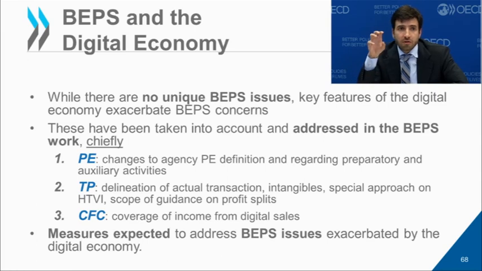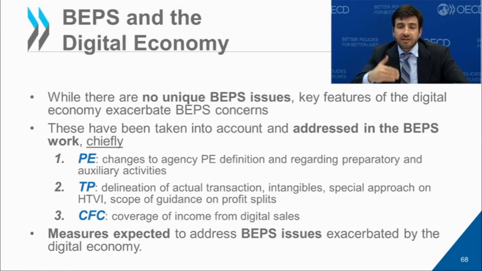Transfer pricing, the focus on delineating the actual transaction, the specific guidance on intangibles, and in particular the special approach on hard-to-value intangibles, as described by Marlies, are expected to have a major impact on these schemes, together with the recommendations on best practices regarding controlled foreign company rules. As Hakim said, there is flexibility there, showing different underlying policy objectives, but all the options that are given cover income from digital sales. Why?